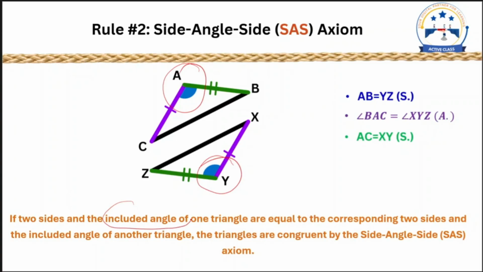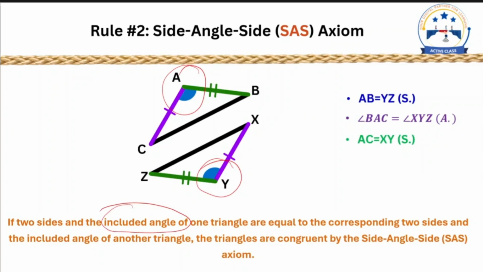Make sure that in the term included angle, the angle should always be formed by the two equal sides. If these three properties are there between any two triangles, then they are congruent. Here in this case, triangle ABC is congruent to triangle XYZ. This is by SAS axiom, that means side angle side axiom.